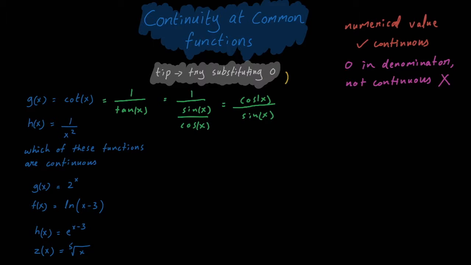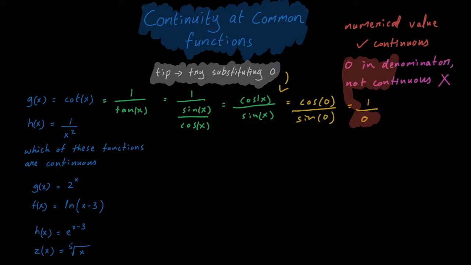So this would become cos x divided by sin x. Now we know the tip is to simply try substituting for 0. So cos of 0 divided by sin of 0. Cos of 0, we know that it is 1 and sin of 0 is 0. From the formula sheet, if you guys don't know, then you should remember or memorize it. So we can see that we have a 0 in the denominator, and whenever 0 is in the denominator, then it is not continuous. So cot of x is not continuous for all real numbers.